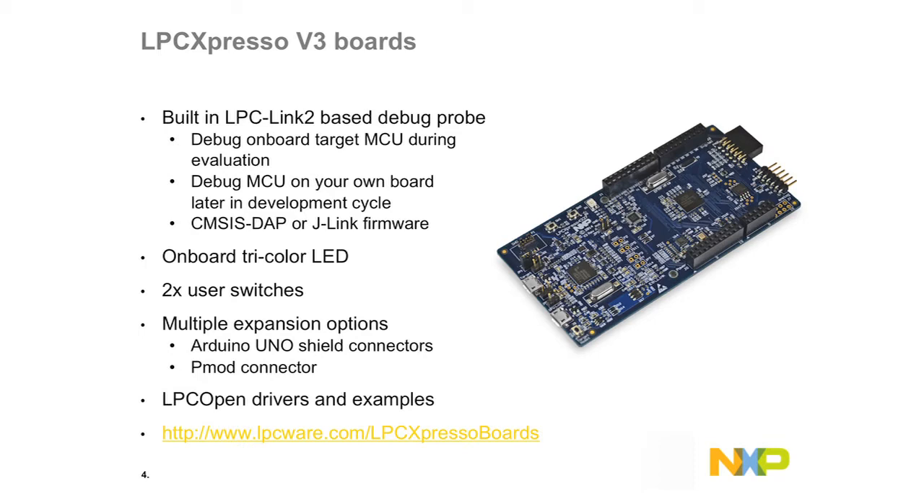So if you're a fan of Segger's J-Links, you can actually make use of some of their tools with our LPCXpresso boards. Some of the other stuff we've got on board, we've got a tricolor LED, which we'll be seeing in action shortly. And then we've got things like user switches, and we've got multiple expansion options as well, which do vary a little bit between the various boards. But the key ones, perhaps, these days are the Arduino Uno Shield style connectors that we've got on the top and the bottom of the board.